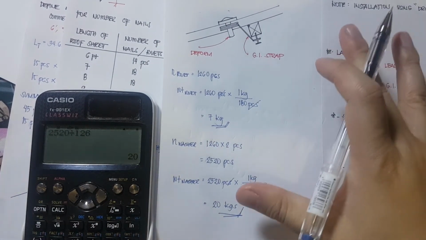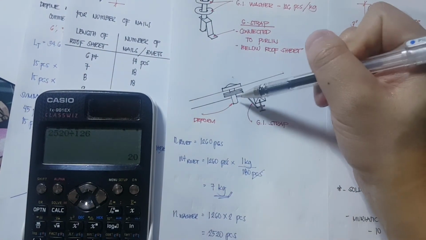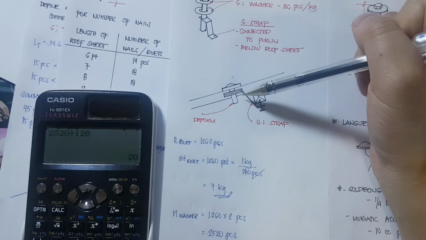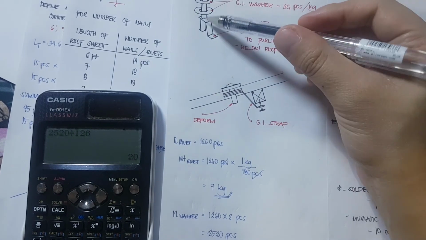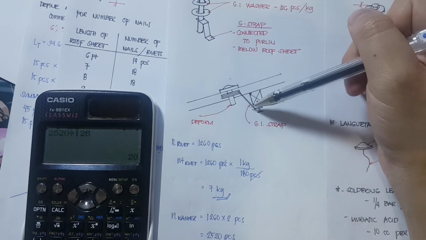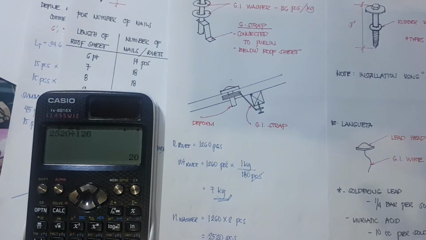So we have 2 washers here, isa sa taas or isa sa labas, isa sa loob. Then yung nasa loob, yun yung nakakonect. Nakakonect yung ating strap malapit dun sa second washer or yung washer sa loob. Then yun yung kukonect sa ating purlin. Okay?